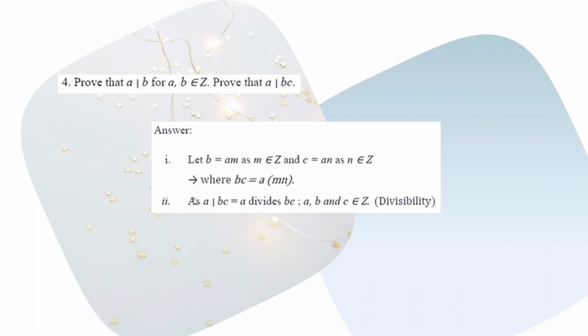For the second step, as A divides BC, we can write it as A divides BC, where we can conclude that A, B and C are elements of Z. This does refer to the rules of divisibility. Hence, as a conclusion, we can say that A divides BC is proven and Z here is an integer.